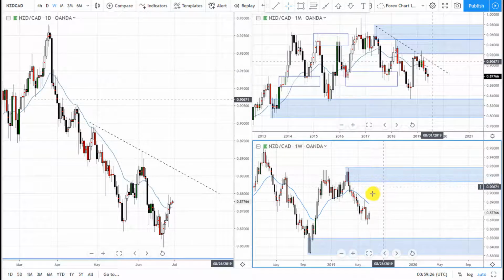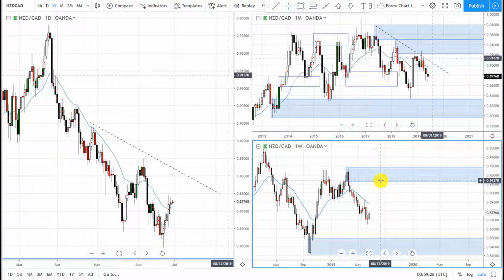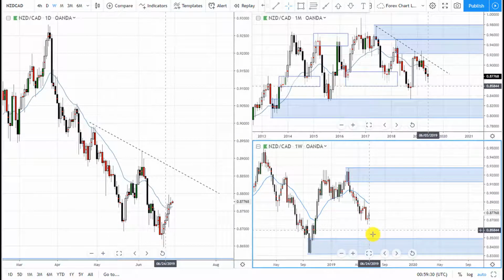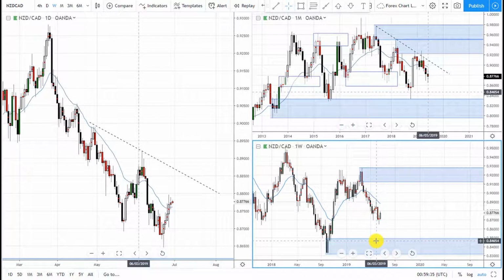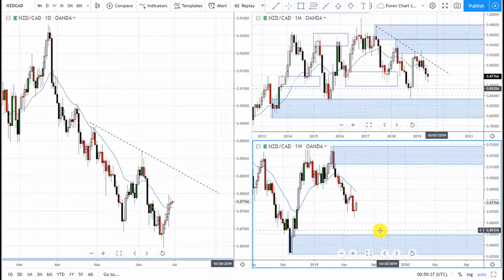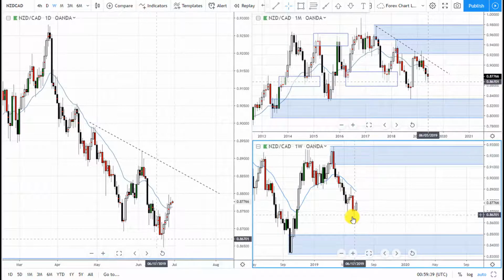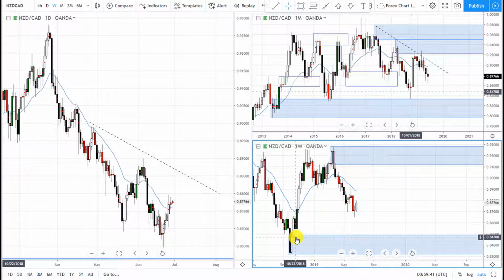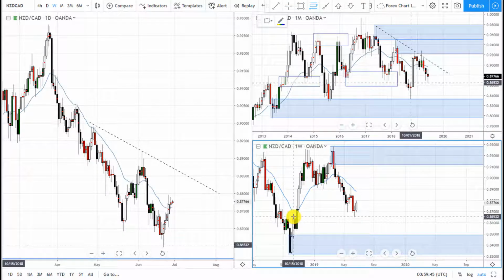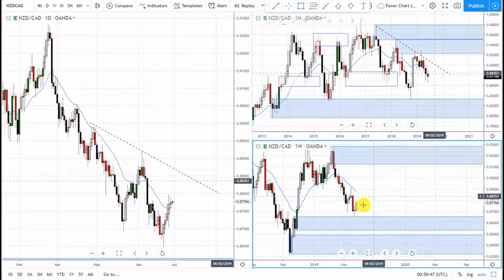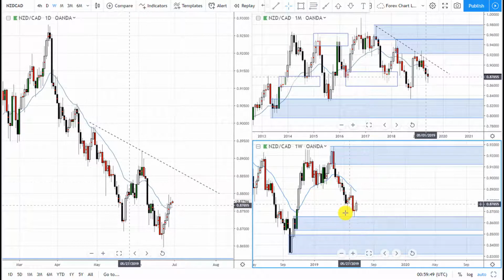On the weekly we see that there's a supply zone created here and it's dropping, and there's a demand zone down here, and so this is a demand zone that we cannot ignore, but you can just draw here. It has a pretty strong demand zone.